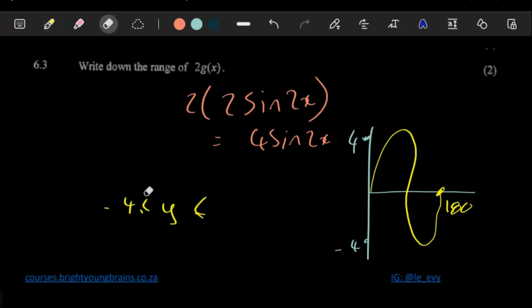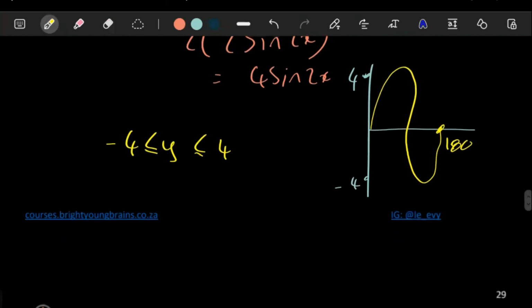Write a bit better. -4. And then here, +4. You see? There we go. What do we do now? Let's see. So let's just move on.